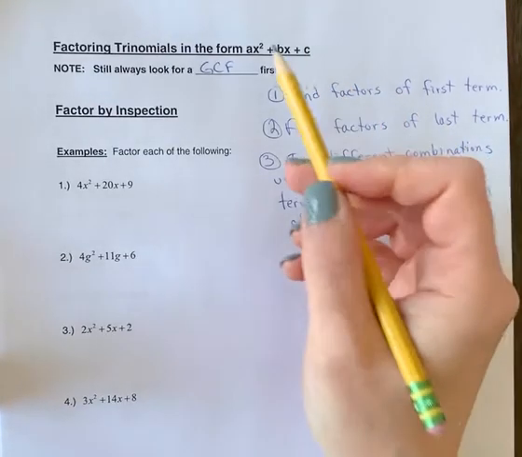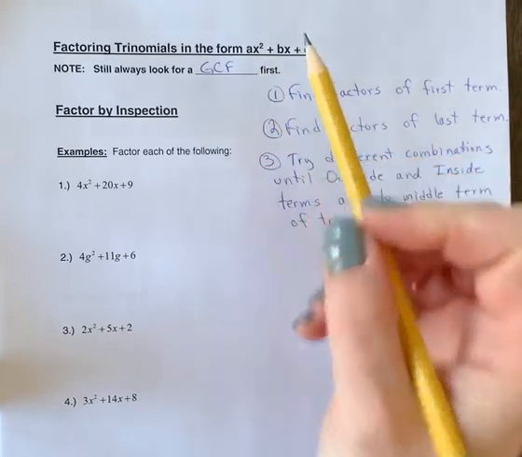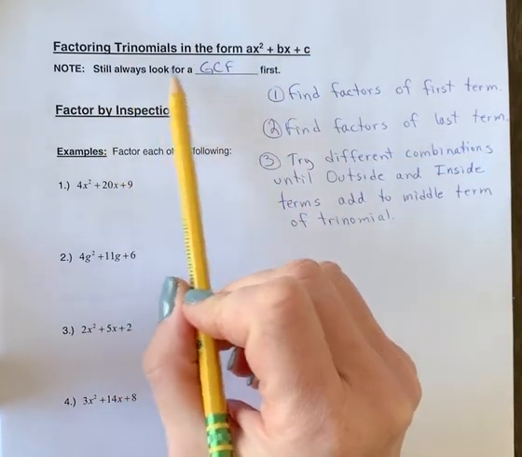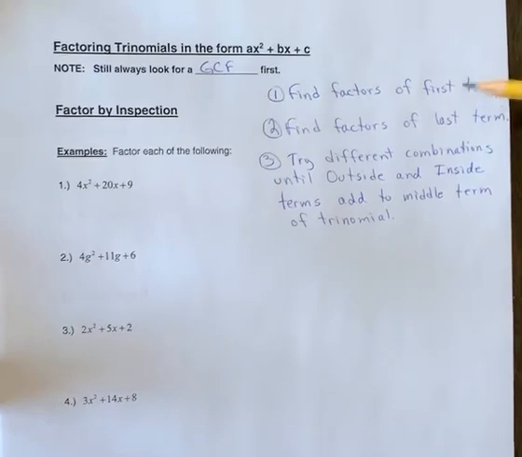Factoring trinomials in the form ax squared plus bx plus c. We still want to remember that we should always look for a greatest common factor. Here's the steps that we're going to do.